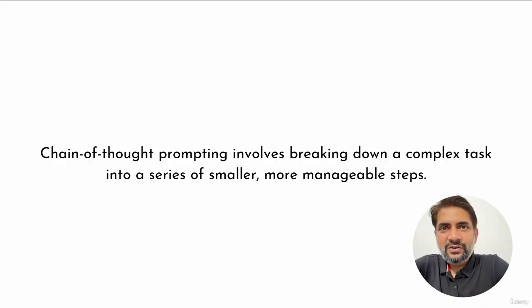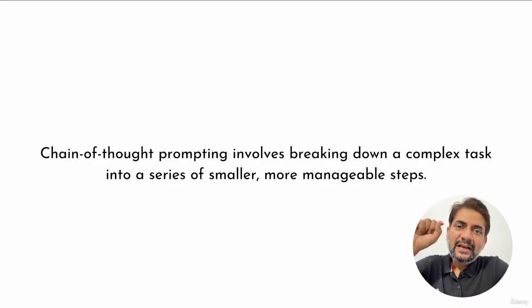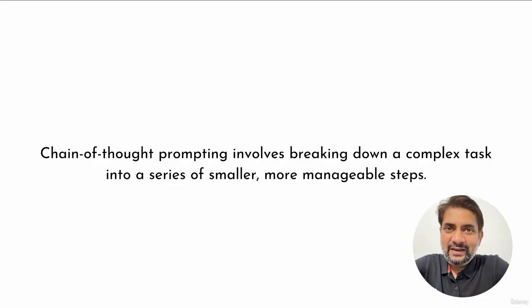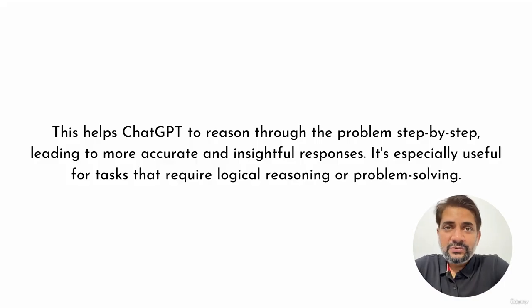You define your audience, you define your target, you define your niche, you define your product, you define the offer, and you do a lot of those things. So that is how you break down your task and give specific prompts. Instead of giving a vague prompt of "create a Facebook marketing campaign for me," I break it down into 10 manageable steps and then take each of those steps and ask questions to ChatGPT accordingly. This helps ChatGPT to reason through the problem step by step, leading to more accurate and insightful responses.